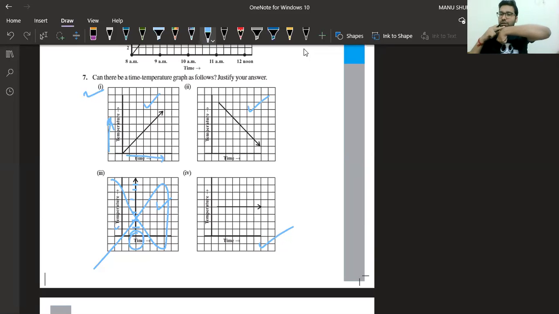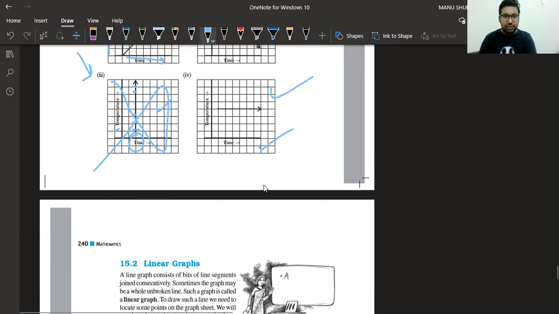Time is increasing. Right now it is 9 o'clock. At 10 o'clock temperature is the same. At 11 o'clock temperature is the same. So I am not changing the temperature. That is why this graph is also correct. But the third was wrong because at the same time you cannot have multiple temperatures. That is why first, second, fourth are possible. Third is not possible. I gave you the analogies, and with this the exercise is done.